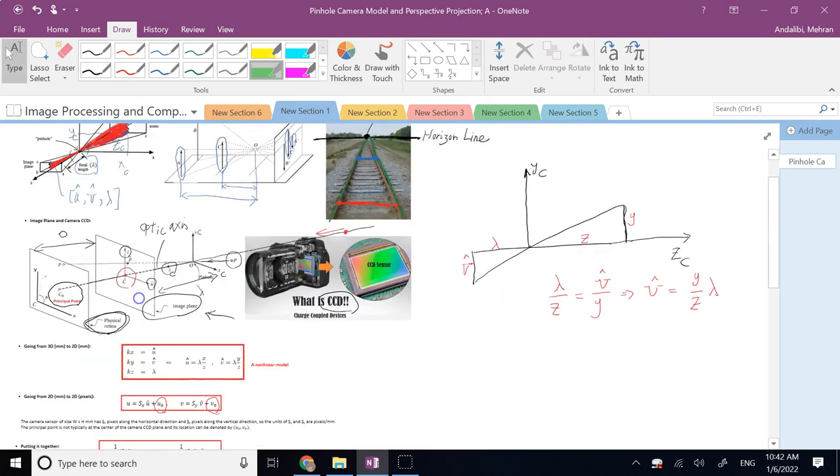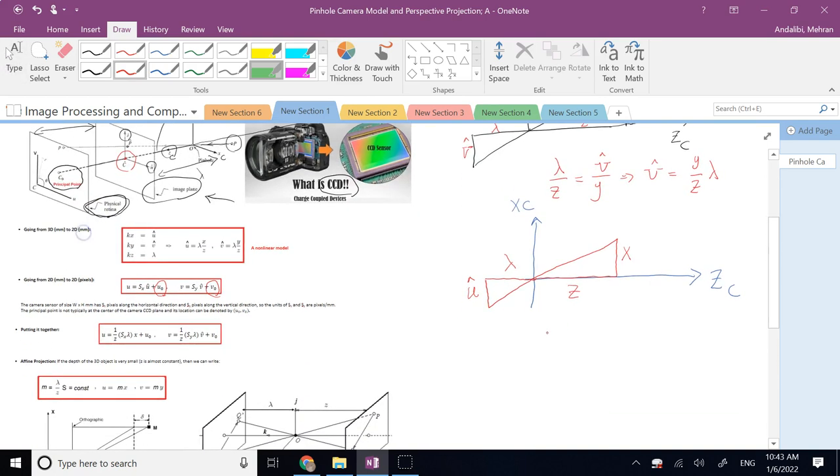Right? And you can do a very similar thing. This time you look in the vertical direction. So it is going to be z of c. It is going to be x of c this time. Right, so this time you can look in this direction, and again you're going to have two similar triangles, this is lambda this time, this is z again, this is going to be x, and this is going to be u hat. And again you see that u hat over x is going to be the same as lambda over z. And so your u hat is going to be what? x over z times lambda.